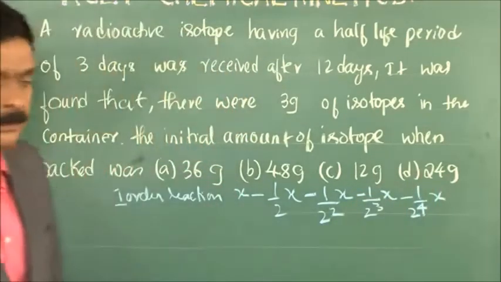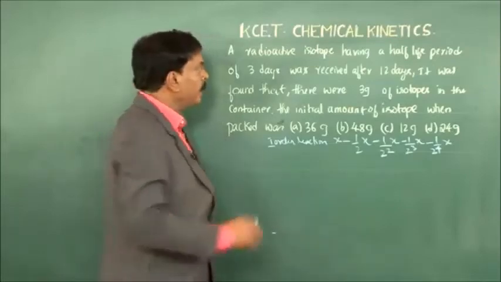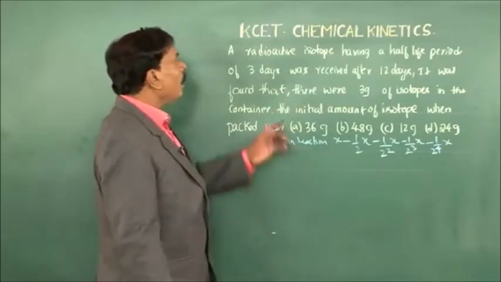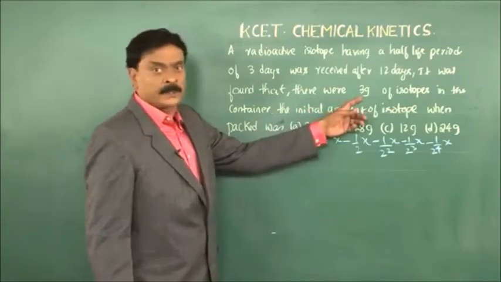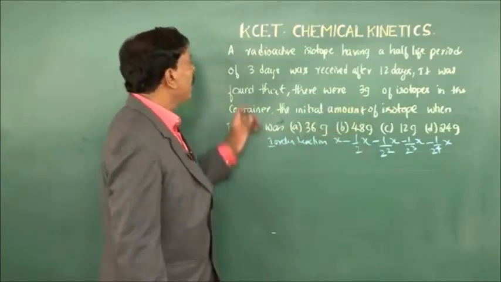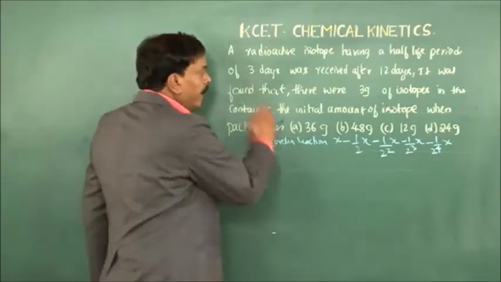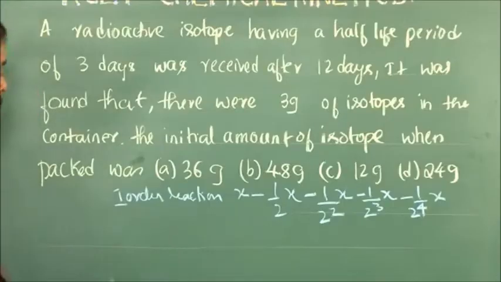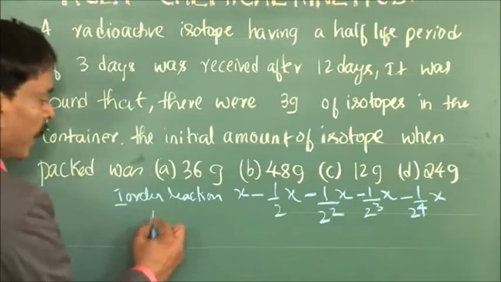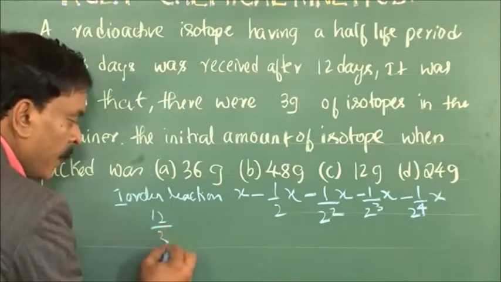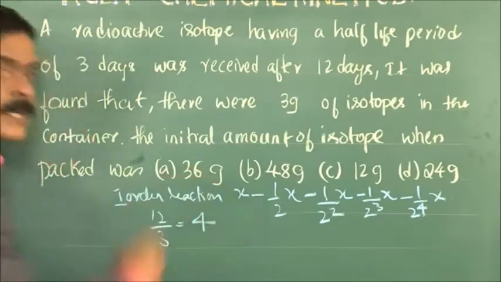So now, in this particular problem, what is the amount that was received? It is 3 grams. What is the half-life period? It is 3 days. And what is the time period after which the radioactive isotope was received? It is 12 days. In 12 days, you have 4 half-life periods.